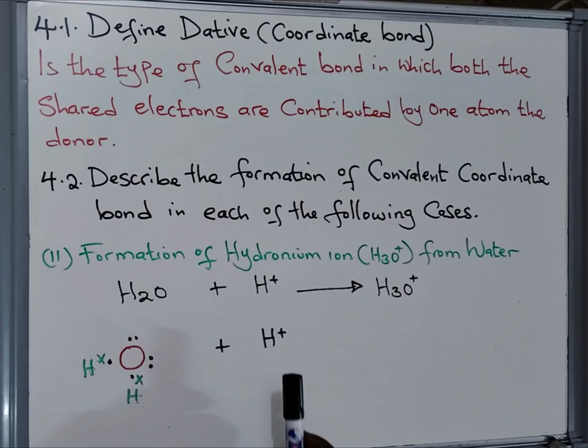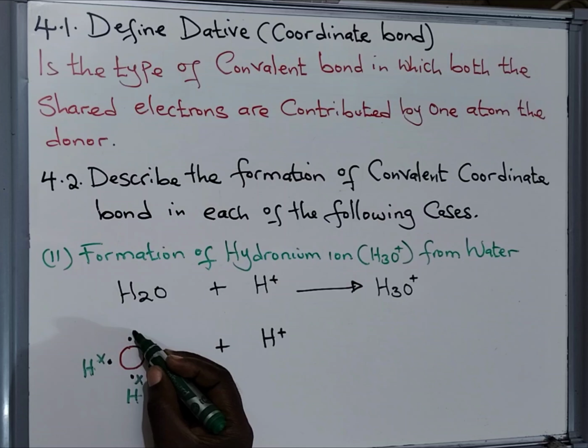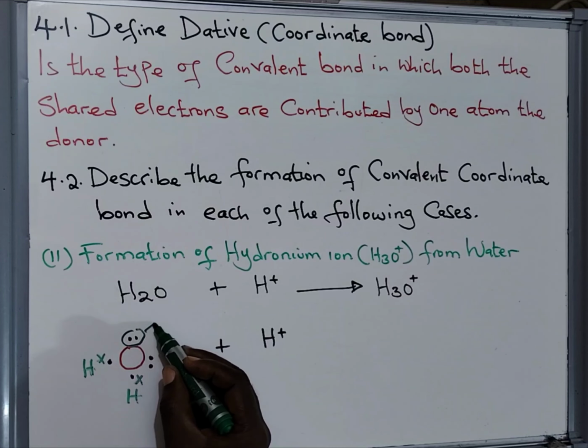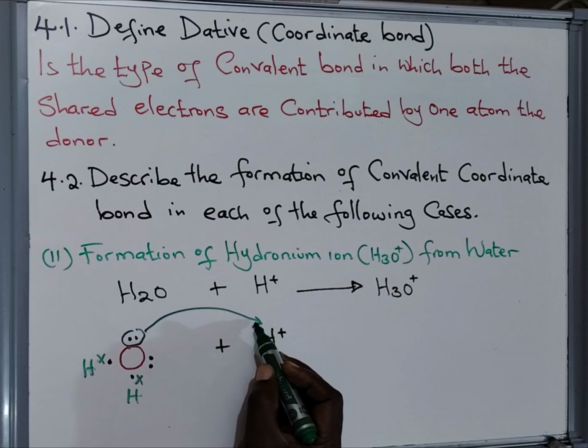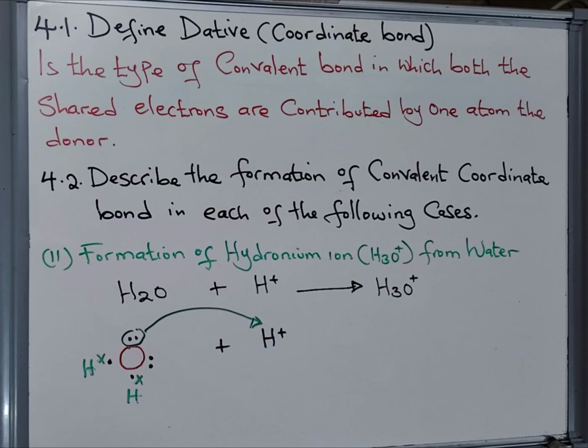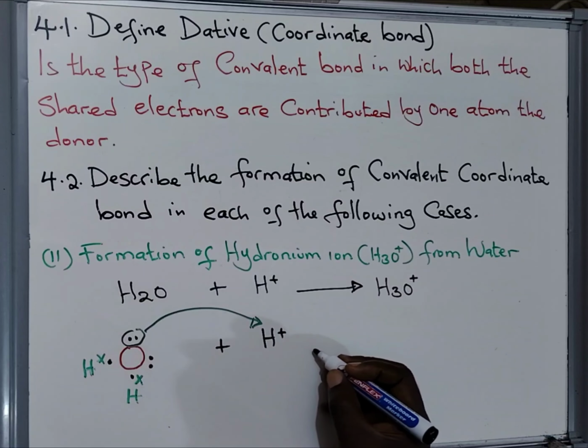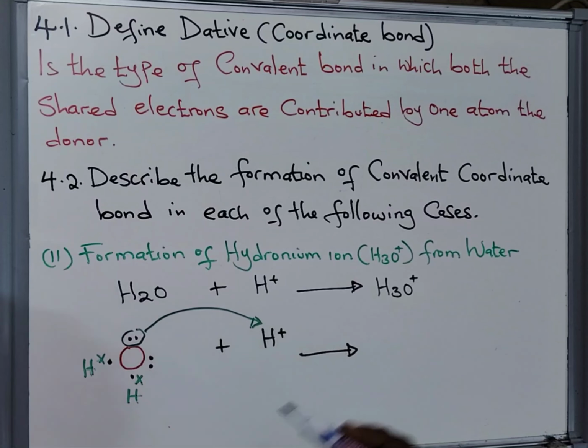But that's not the case. The case here is that this one is going to bond with this one. How is it going to happen? This is what is going to happen, that one of these 2 lone pair is going to be the one bonding with that hydrogen ion. If that one occurs, this is what is going to happen. Okay.